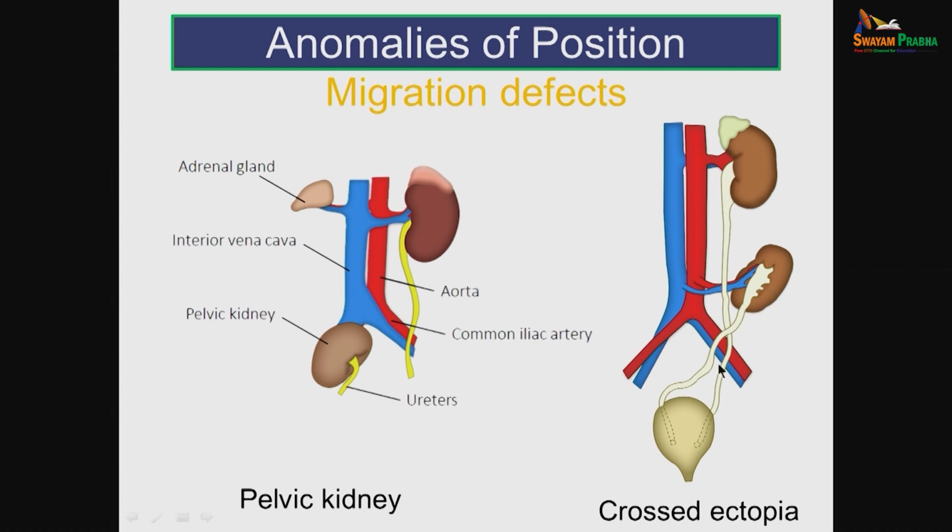Look at the picture on the right side. This clinical condition is called crossed ectopia. This congenital anomaly is called crossed ectopia. What happens is both kidneys are on the same side.